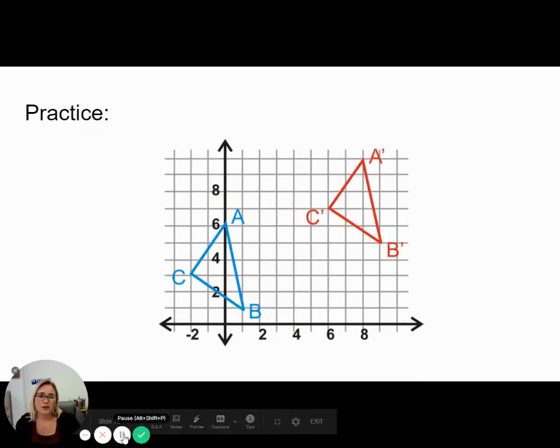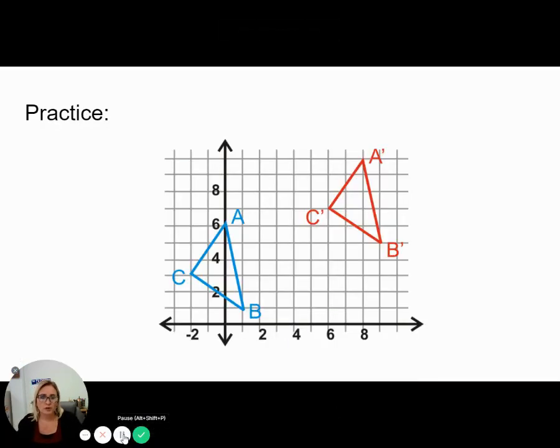Okay, so now it's time for you guys to practice. You are looking for the rule, okay? And you are looking for how the blue figure came to the red figure. So pause your video, find the rule, and plug it into the equation question that you're going to get next.